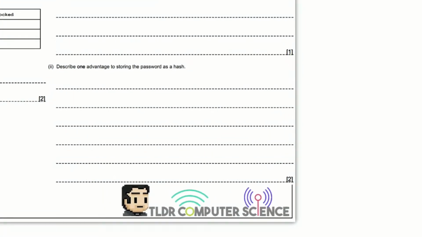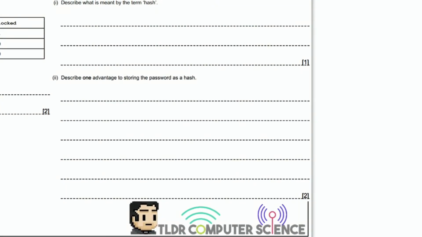Why would we store it? Why would we decide to use a hash? What's the property of a hash that's going to make it better for storing a password? Remember, versus encryption, what is the advantage of a hash over encryption for storing something like a password? Yeah, it's irreversible. It's a one-way process.